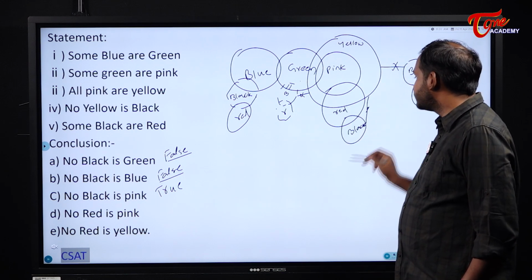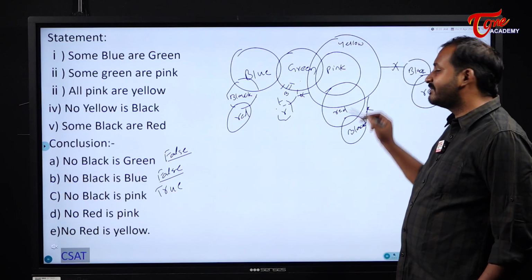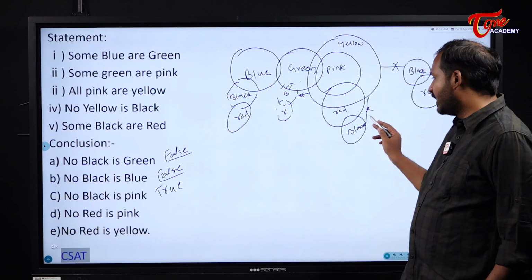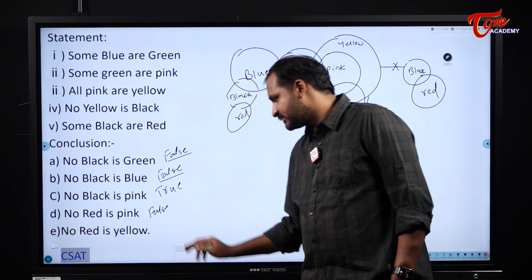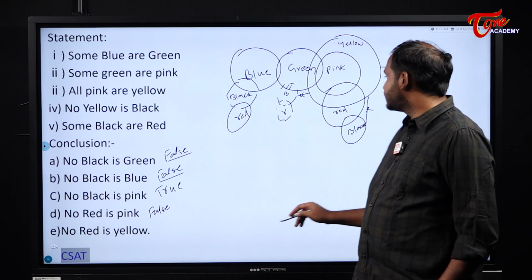Is alternate possible? Yes, alternate is possible. Why? Because still there is no relation between black and yellow. So alternate is possible, so I can mark this one as false. Understood, students?